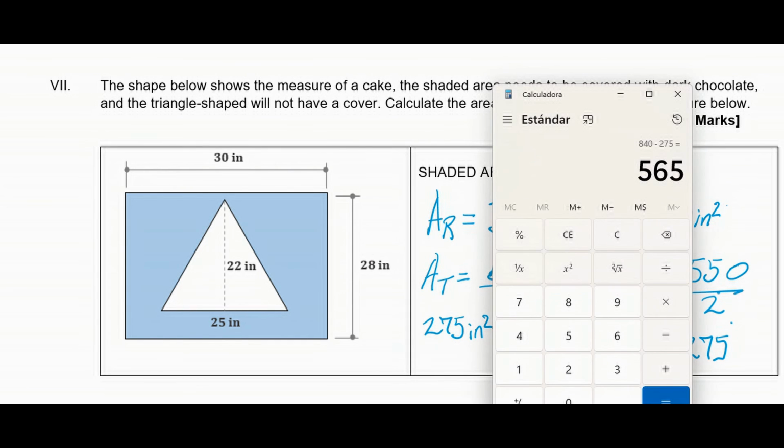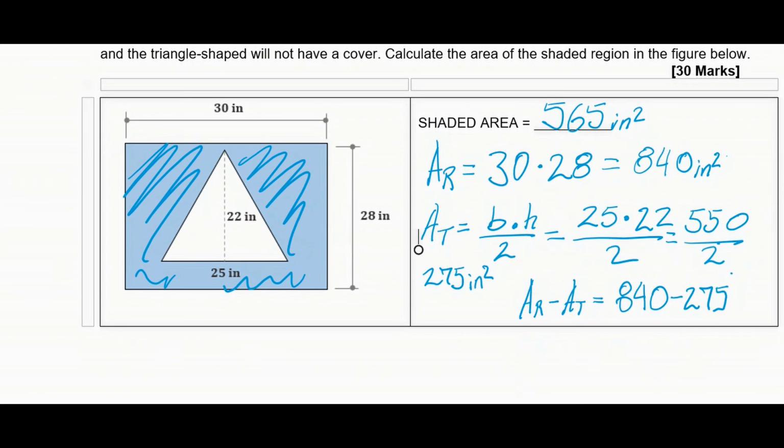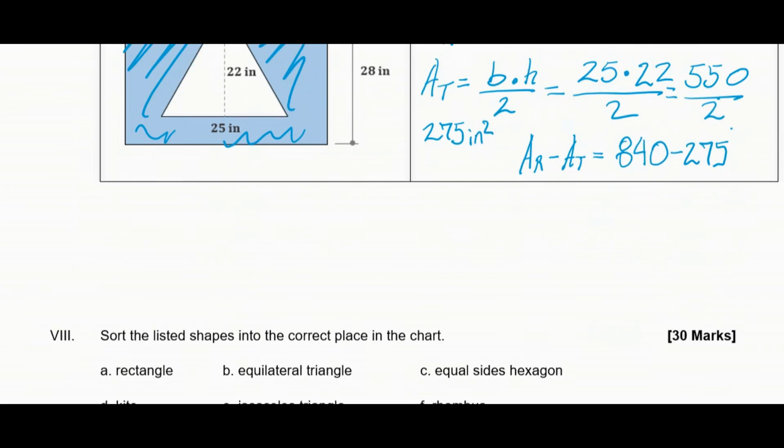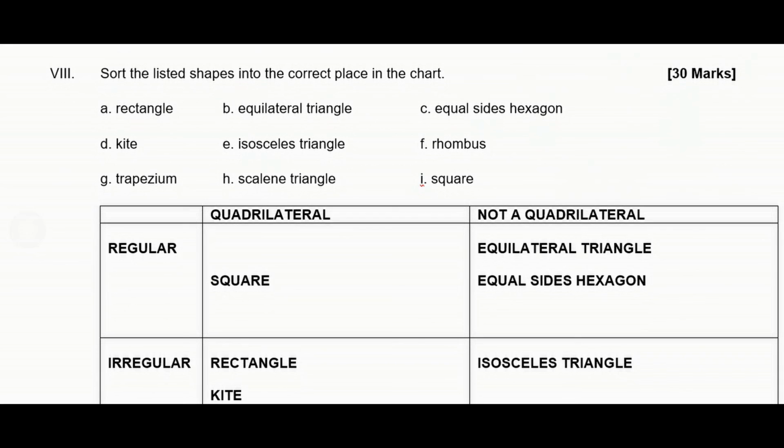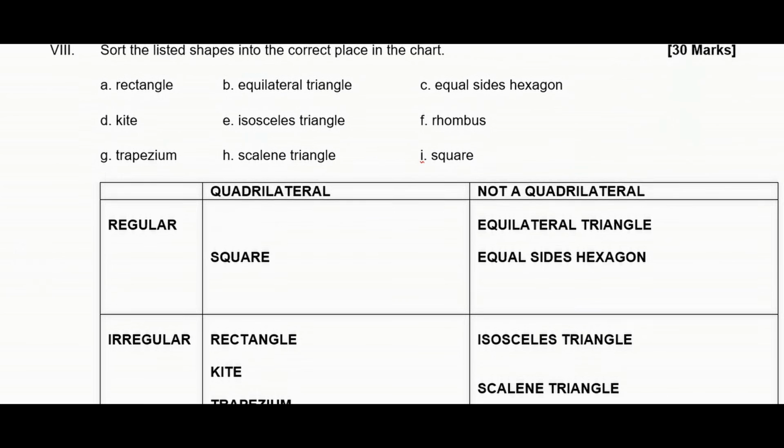Now, just to double check. All right, and then that's our exercise. All this area, the dark chocolate is going to cover an area of 565 square inches. That was good. Over here we have this exercise solved.